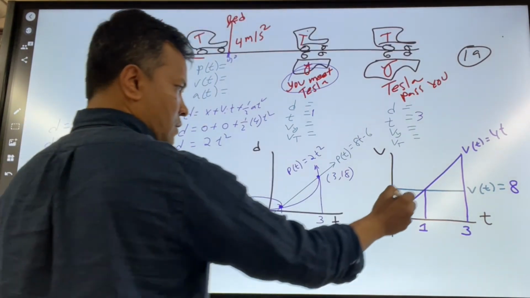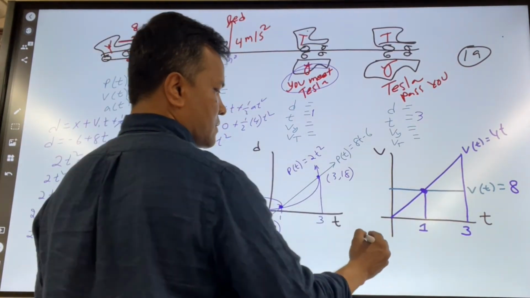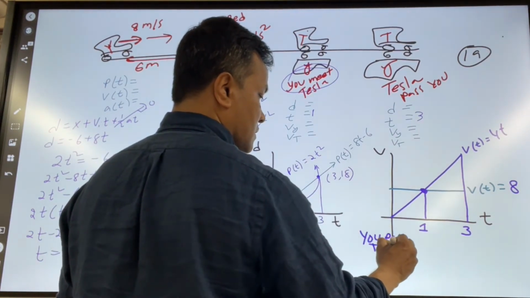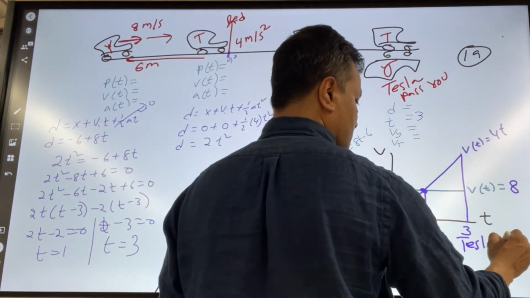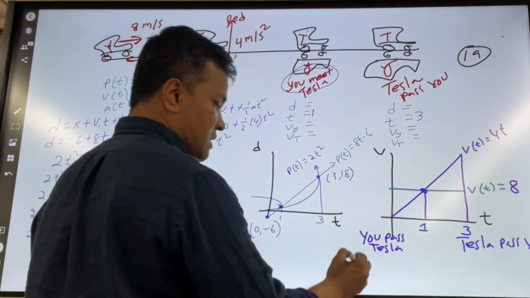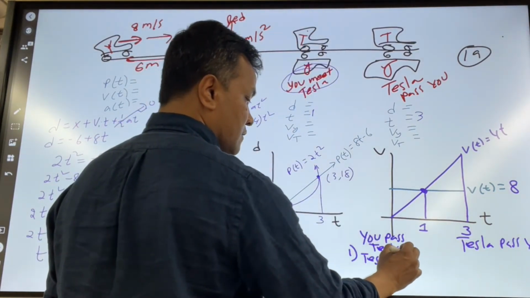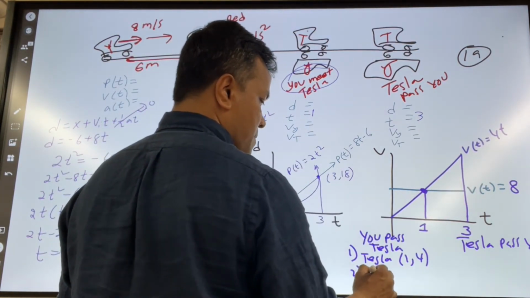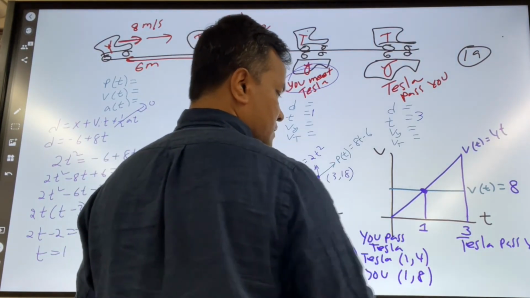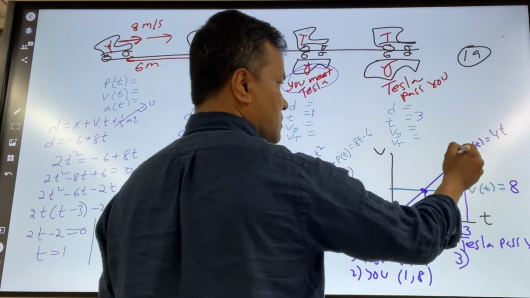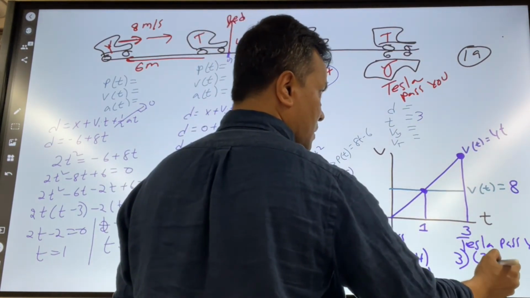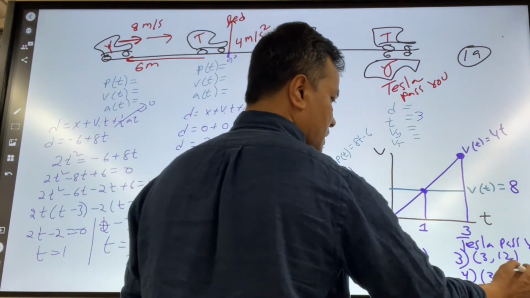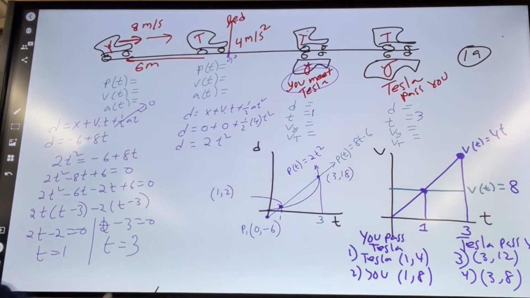All right. I want to find the coordinate over here. When you pass Tesla, for Tesla it's going to be (1, 4). For you, it's going to be (1, 8). When Tesla passes you, for Tesla it's going to be (3, 12). For you, it's going to be (3, 8). All right. So now we should be able to fill it out.